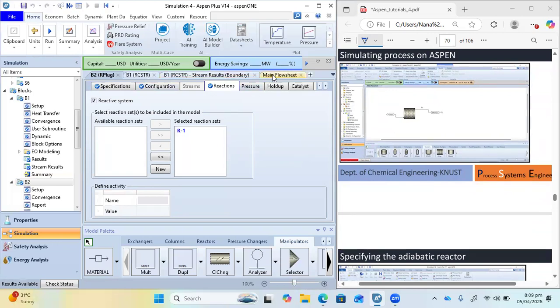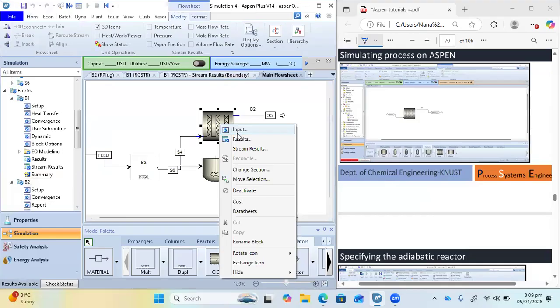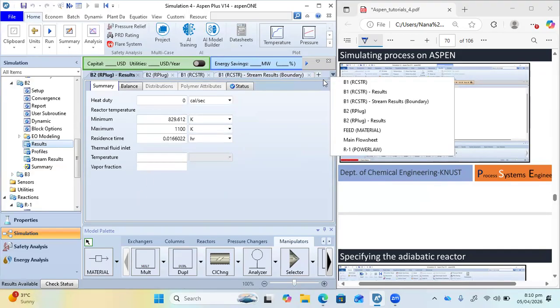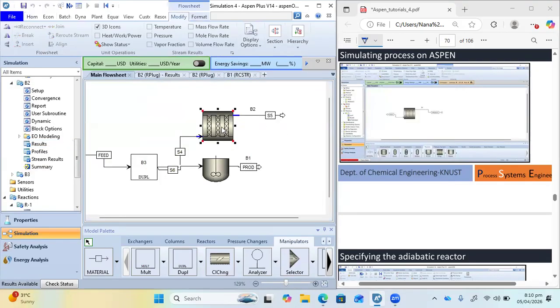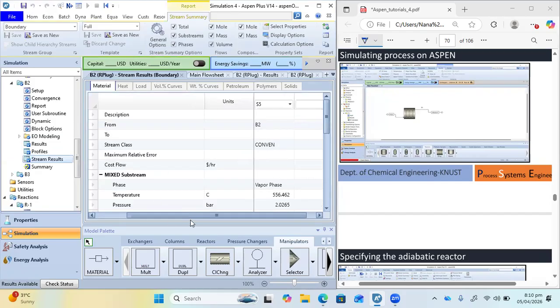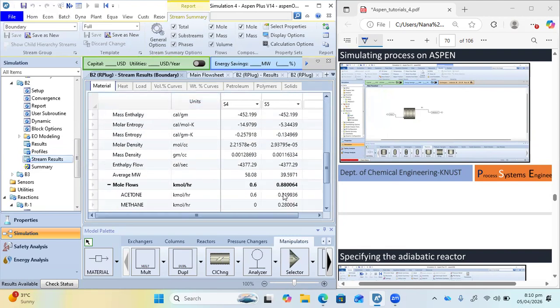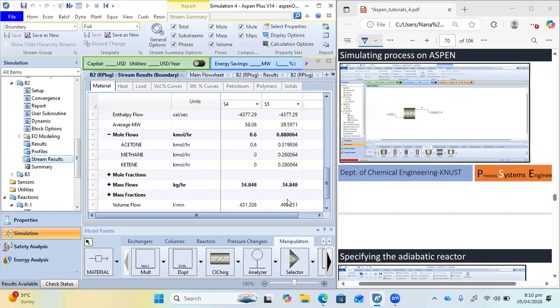So let's check the results. Block results and then stream results. So we have the temperature, the minimum and maximum temperature in the system. We have the residence time. Then we can also get the stream results. So we can see the stream results here as well.